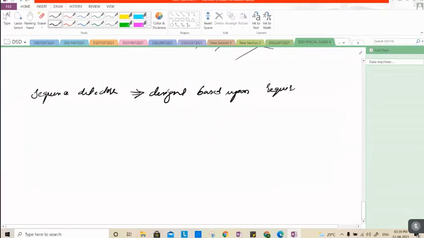In the same way, the sequence detectors are designed based upon the required sequence only. Required sequence దాని మీద మాత్రమే బేస్ అయి ఉంటుంది. It doesn't depend upon input sequence.